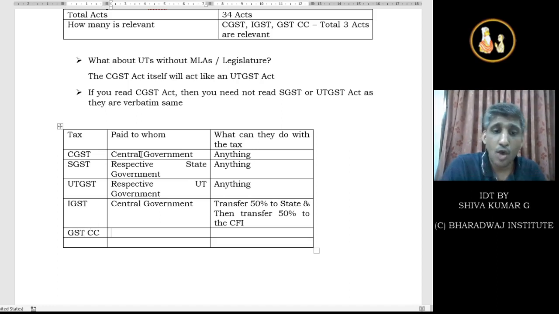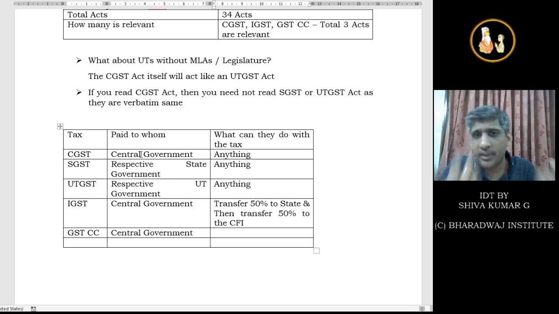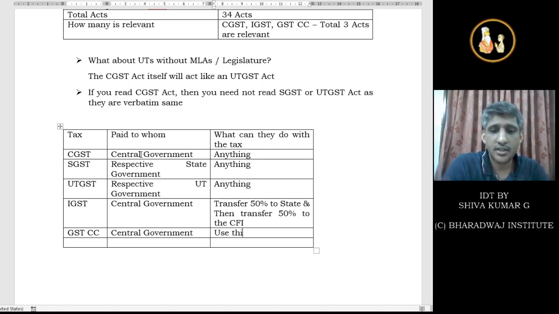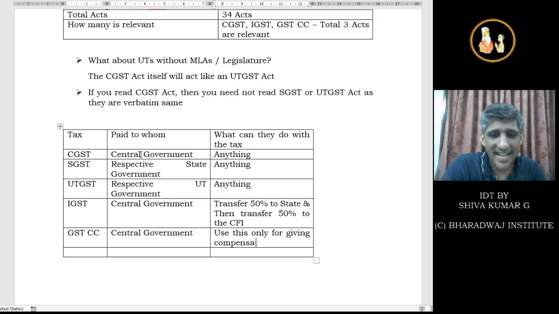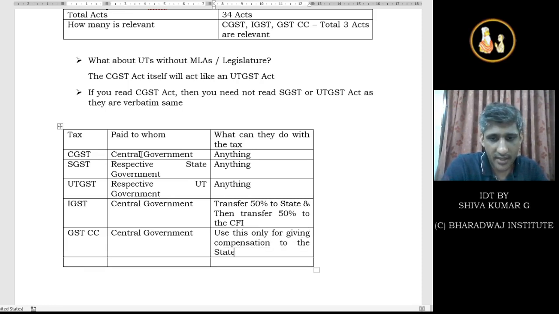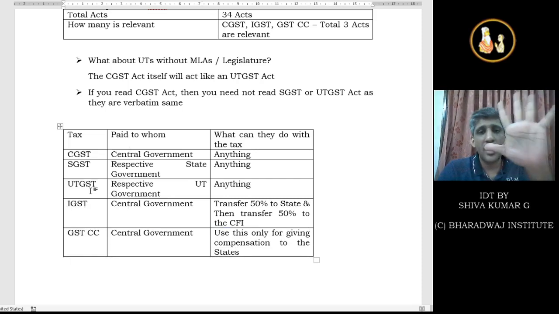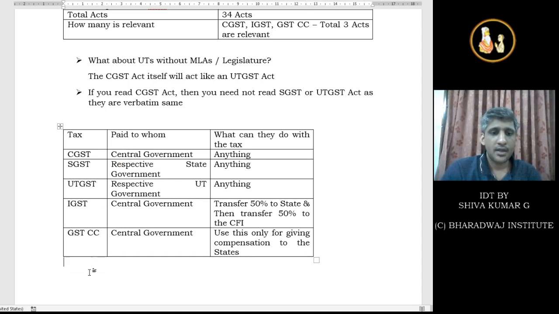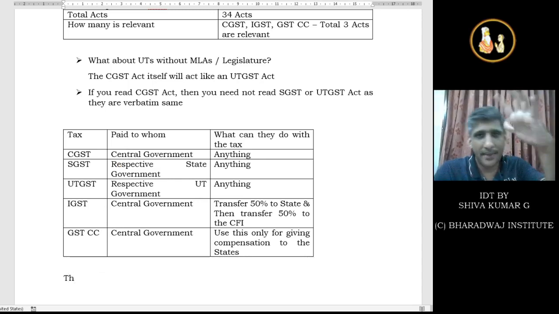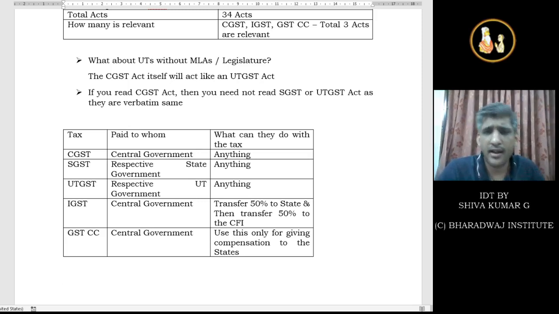Then GST compensation cess. Whom should we pay to? We will pay to the central government. The central government will collect the tax. What will they do? They can spend the money on anything, sir. Budget they can put, they can pass. No, they can use this only for giving compensation to the states. Please note, this compensation they will give only for 5 years. When you go to the compensation cess, that separate topic we will learn there. So here I am not going to write it. The compensation will be given only for 5 years from the beginning of GST.